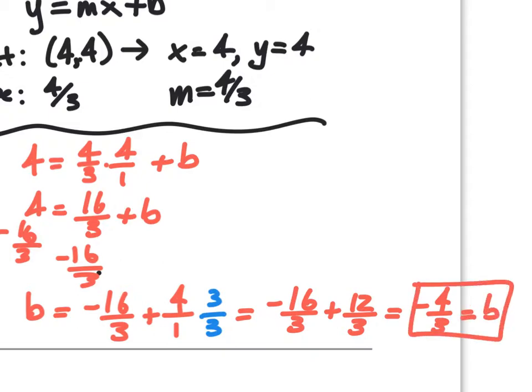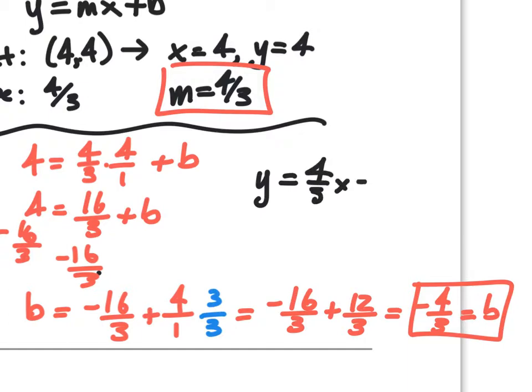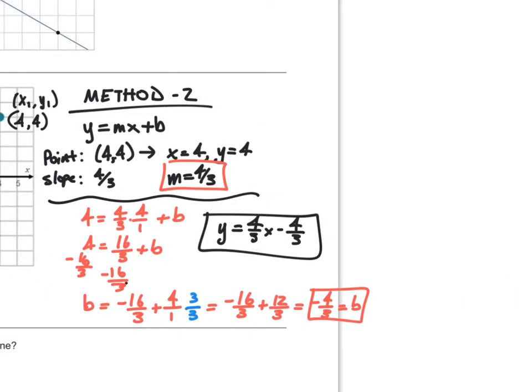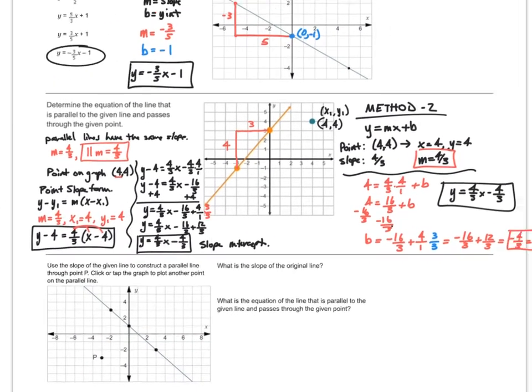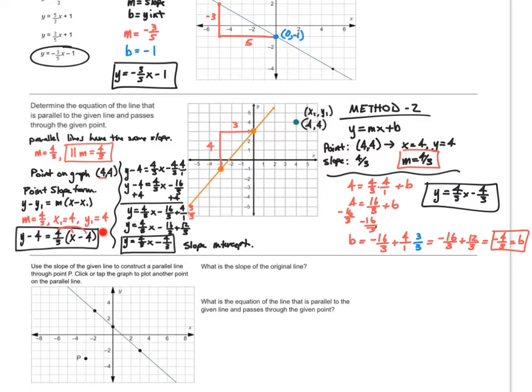So I have my slope, I have my y-intercept, and I just need to write the equation. y is equal to 4/3 x minus 4/3. And that's it, and that's the same thing that we got on the last one. I think it's a little bit less work than this one, but you'll end up getting the same thing. The point in the end is to get the same thing.